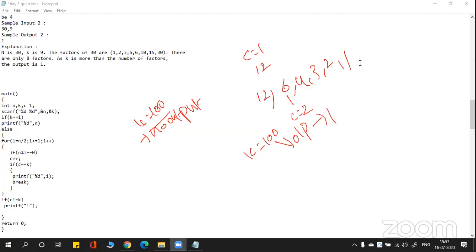Yes, Shraddha, I have written a code in Python. I hope that will work. You're taking a list and storing all the values. For i in range of 1 comma n plus 1, so it will run up to n. If it is divisible, you're storing it in a list. If k is less than the length, print k. If not, print 1. Yes, very good, Shraddha.